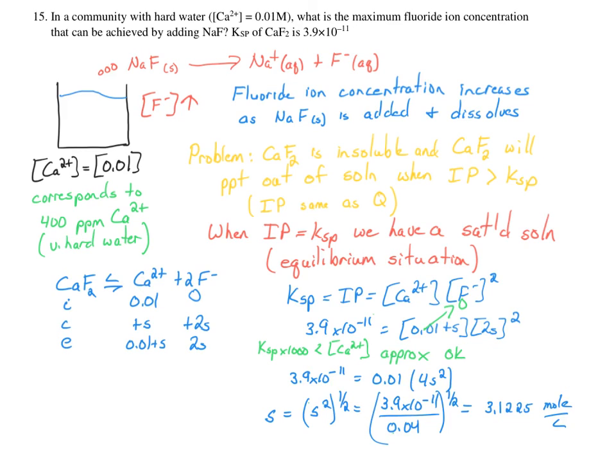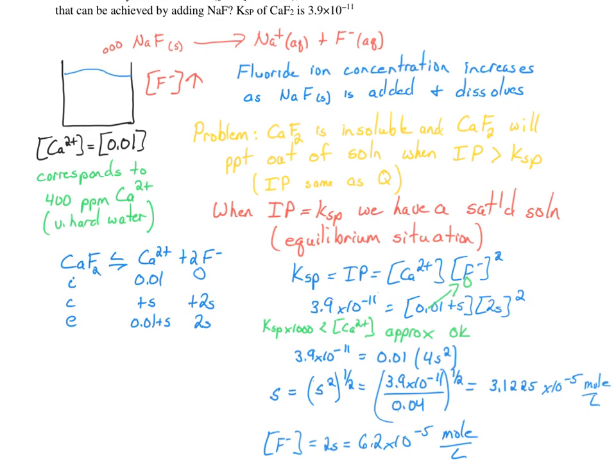Now that we have S, we can go back and answer the question. The question is, what is the maximum fluoride ion concentration? Maximum fluoride ion concentration is equal to 2S, so now we answer our question. And our final answer is 6.2 times 10 to the minus 5th moles per liter.